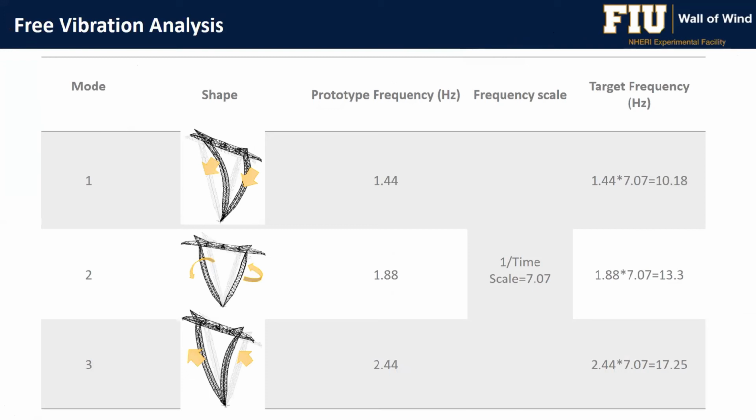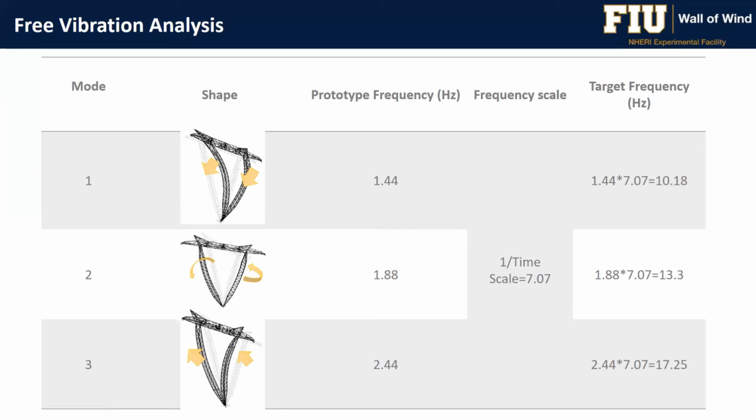Here, for example, three mode shapes. We assess the prototype frequency and the frequency scale that we choose in the beginning in the design process, and then the target frequency. So this is the target frequency that we need to obtain in the wind tunnel testing of this aeroelastic model of the transmission line. So we do our best to satisfy the mass and the stiffness in order to obtain the mode shapes and the frequencies as well.